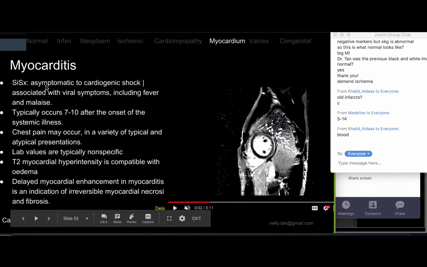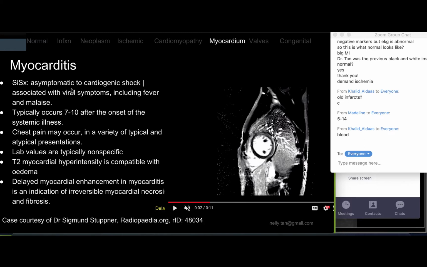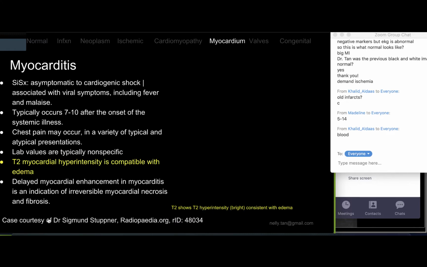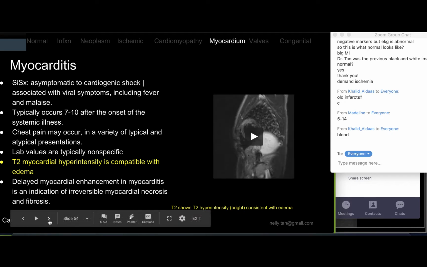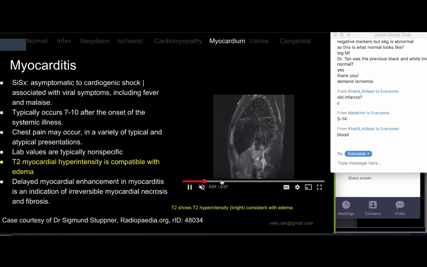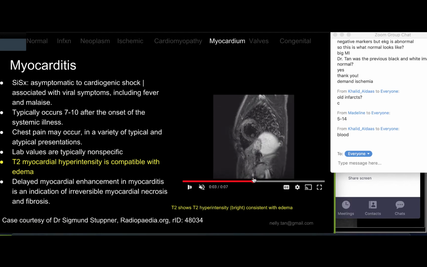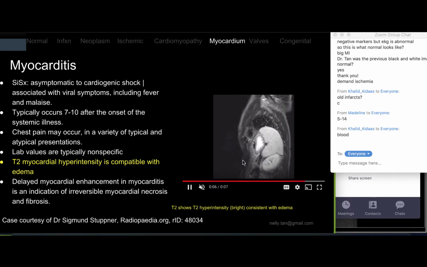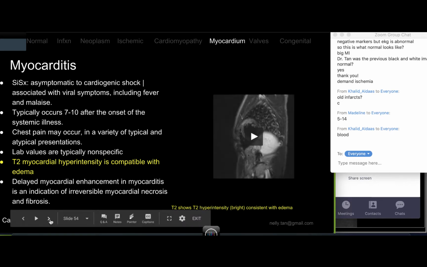The symptoms will vary depending on the patient's underlying etiology. It can be asymptomatic, or it can lead to cardiogenic shock. We said, remember, viral is the most common cause, but it can also happen from MI and other causes. So you can look at the MRI signal to help diagnose the disease. Here we have subtle increased signal intensity, which is consistent with edema and hyperemia.